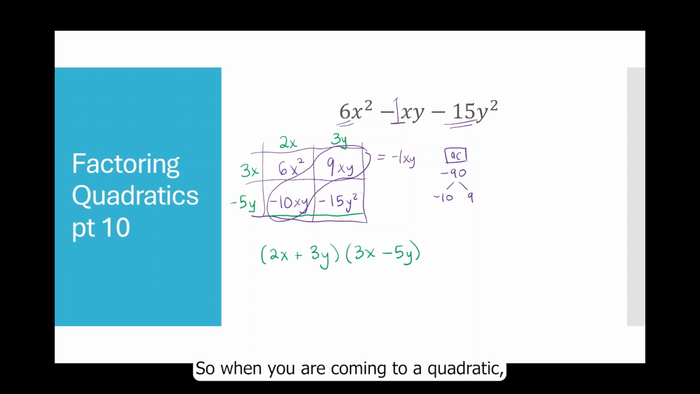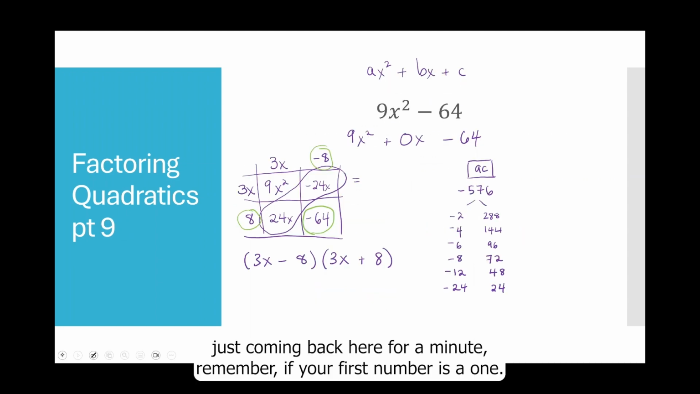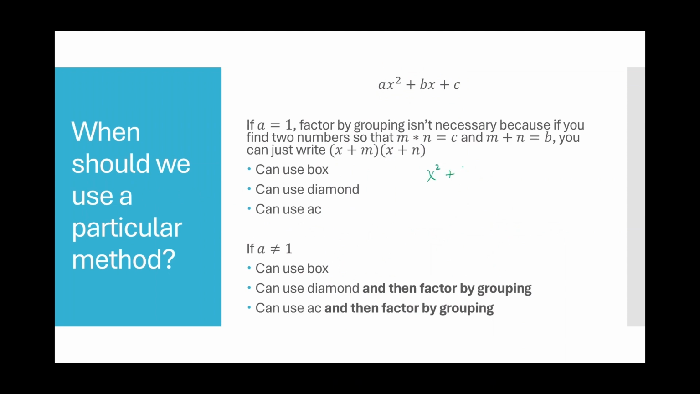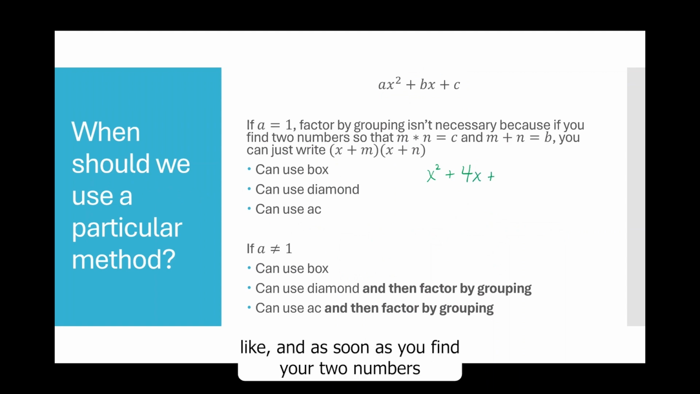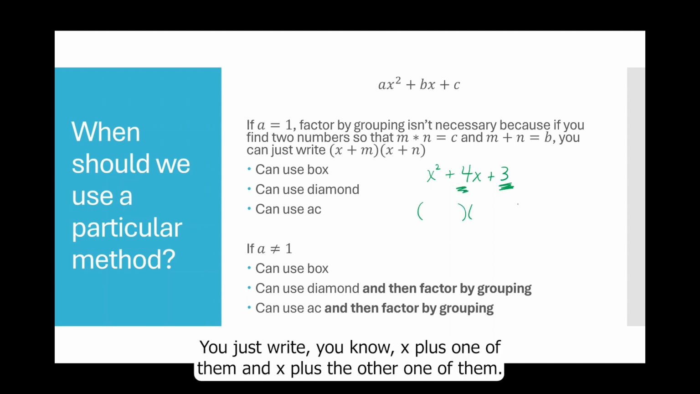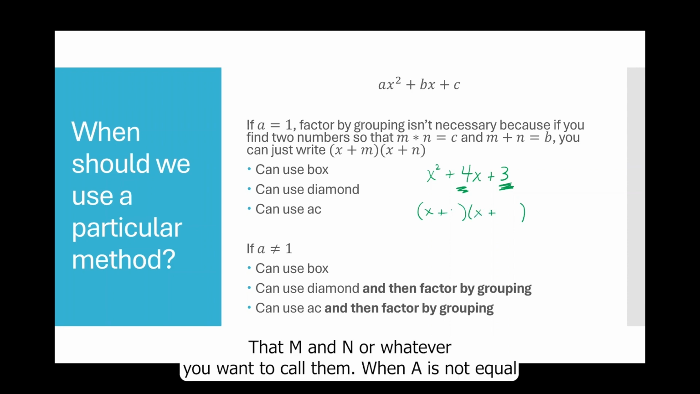So when you are coming to a quadratic, just coming back here for a minute, remember, if your first number is a 1, pick any method you like, and as soon as you find your two numbers that multiply to C and add up to B, you've got it. You just write x plus one of them and x plus the other one of them. Those m and n or whatever you want to call them.